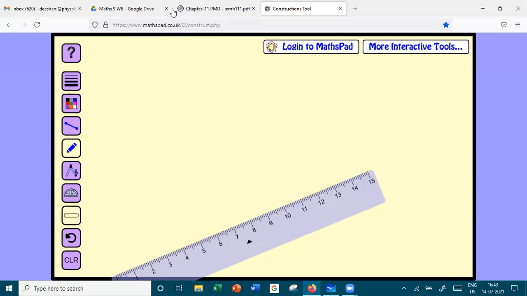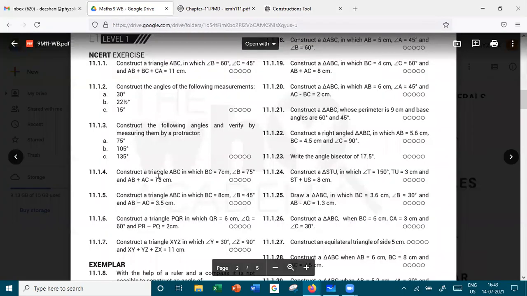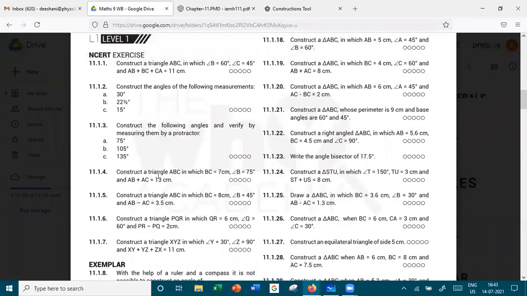Ma'am, can you go back? 1 second. No, ma'am, it's okay. I've got the workbook. Okay, here it is. In case you want it, it's here. Fourth question: BC is 7, angle B is 75, AB plus AC is 13.